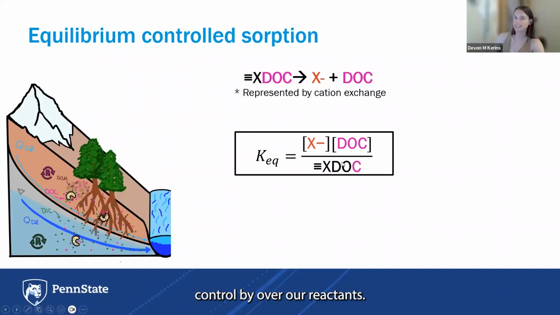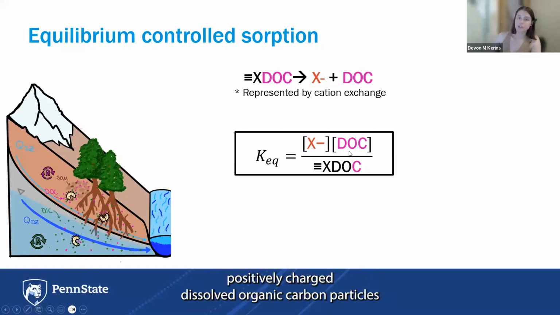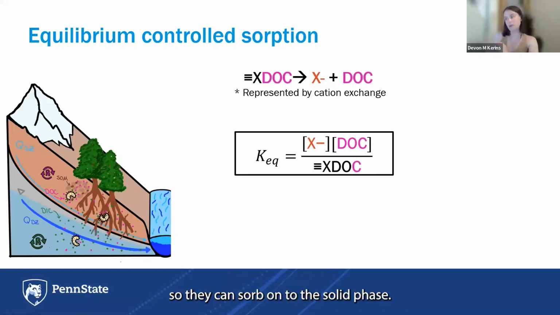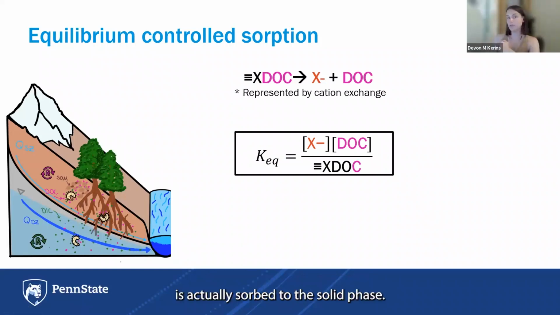our reactants. So we have X negative, which is representing our solid phase. So maybe our negatively charged clay particles that attract our more positively charged dissolved organic carbon particles, so they can sorb onto the solid phase. And this XDOC, this represents when DOC is actually sorbed to the solid phase.